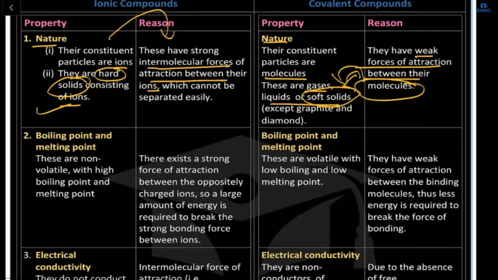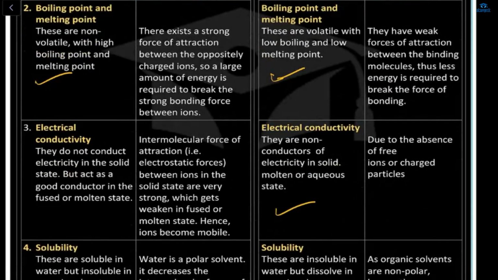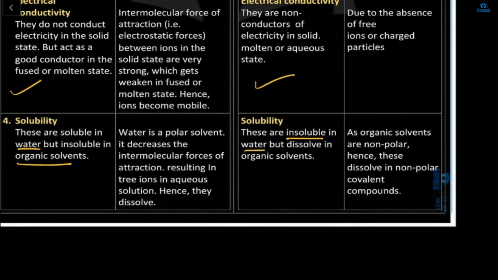Now, the next one is boiling point. Ionic compounds are non-volatile with a high boiling point, and we already know that covalent compounds have a low boiling point. Why? Because the intermolecular forces between them are very weak. That's why the boiling and melting points are very low. Covalent compounds are non-conductors of electricity, while ionic compounds are good conductors. Solubility: ionic compounds are soluble in water but insoluble in organic solvents, and covalent compounds are insoluble in water. Why? Because organic solvents are non-polar, so covalent compounds dissolve in them. That's why covalent compounds are insoluble in water, while ionic compounds are normally soluble in water.